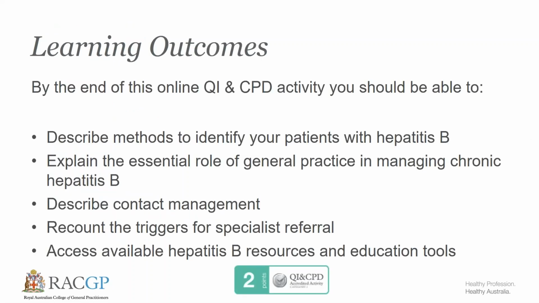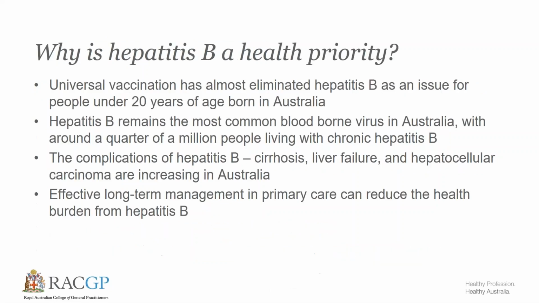I'll hand over to you now, Tim, to take us through our learning outcomes before we jump over to Vicky. So these are the learning outcomes, which is the educational speak for what we're hoping to achieve over the next hour or so. By the end of this online activity, we all should be able to describe methods to identify our patients with hepatitis B, understand the essential role of general practice in managing chronic hepatitis B, describe contact management for people with hepatitis B, recount the triggers for specialist referral, and access available hepatitis B resources and education tools.